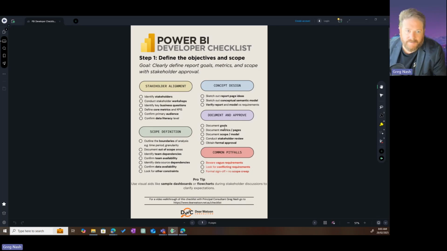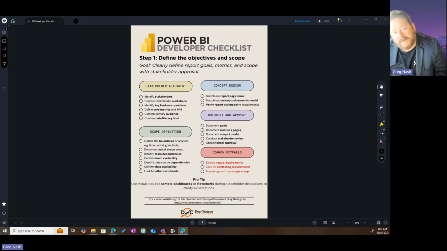So let's talk a little bit about step number one, defining the objectives and the scope. There's a couple of things here. One of them is that this is maybe the most important step. There's one other step later that I think is also very, very important, but this is the one that is going to really define whether you're successful or not. And it lays down the foundation for everything that we do going forward, right?